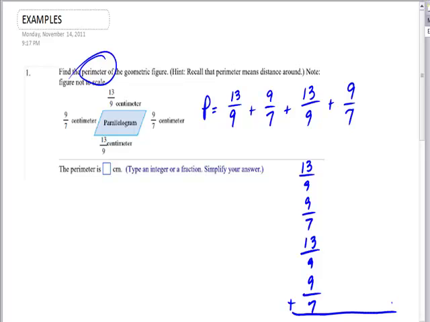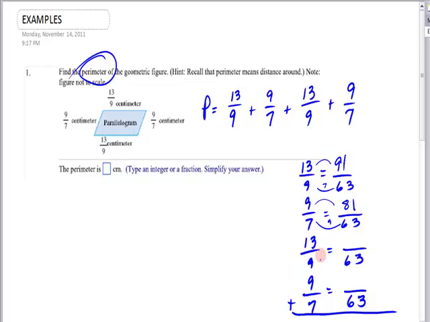Well, let's see, denominators are 9 and 7. So I can write these all as fractions with 63 as the denominator. 9 goes into 63 7 times, and 7 times 13, I believe, will give me 91. 7 goes in there 9 times. 9 times 9 is 81. 9 goes in there 7 times. That's a 91. 7 goes in there 9 times, and that's 81.